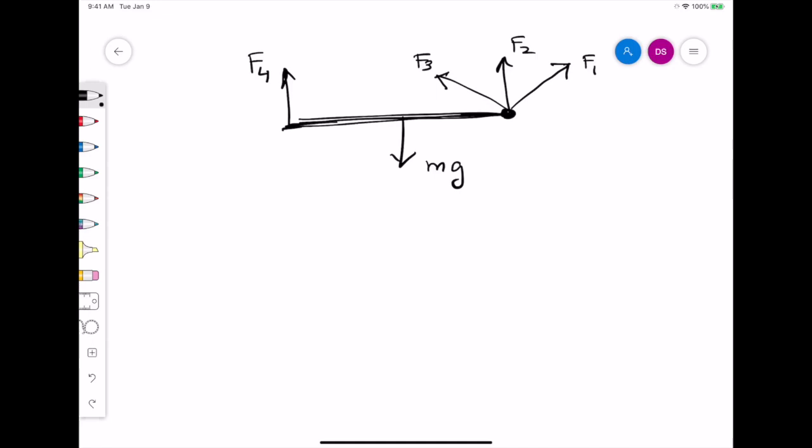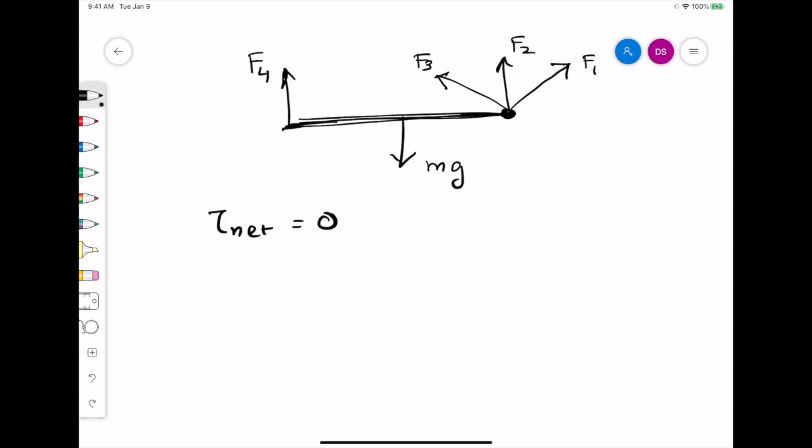All right, so you all have experience setting up the F net equals 0 type of equations. You've done that many times in chapters 4 and 5. There is absolutely nothing new about that at all. I just want to talk a little bit about how you set up the net torque equals 0 equation. This is the only thing that might be slightly new to you.